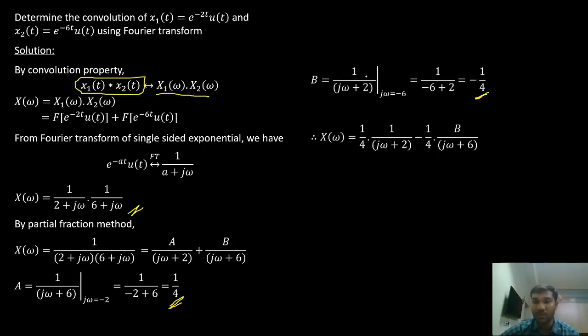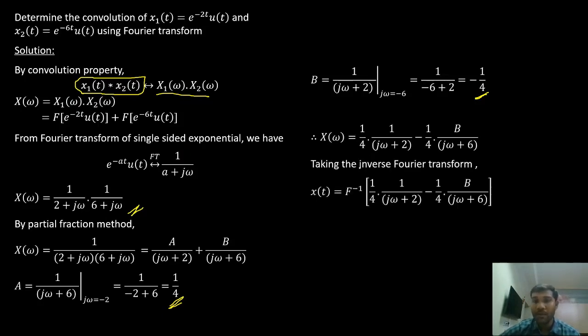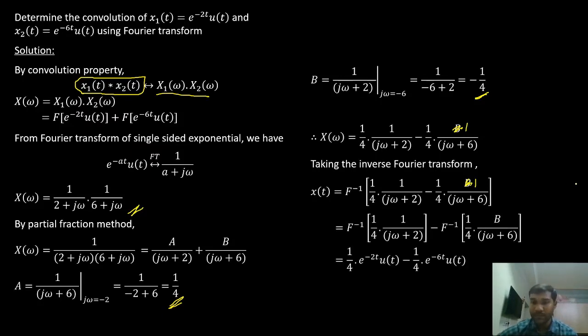So the inverse of X of omega is 1 by 4 inverse of 1 by j omega plus 2, minus 1 by 4 into Fourier inverse of 1 by j omega plus 6. There is no b here, we have already substituted the b value. So the inverse of 1 by j omega plus 2 is e power minus 2t u of t, and the inverse of 1 by j omega plus 6 is e power minus 6t u of t. This is the final answer.